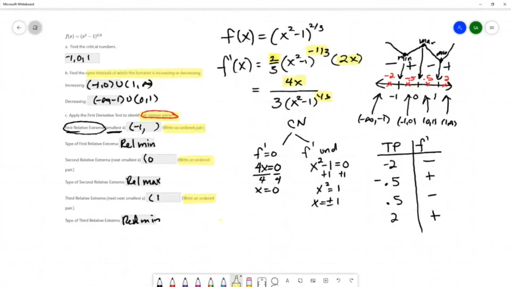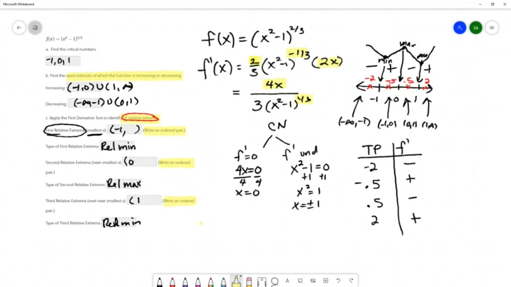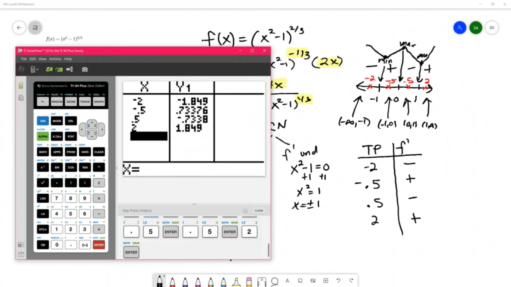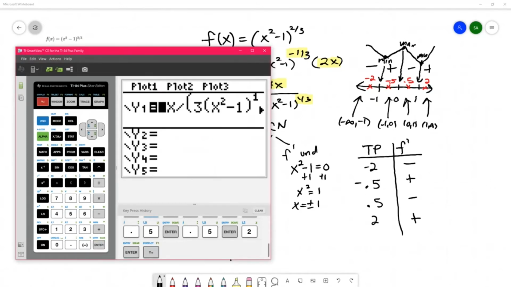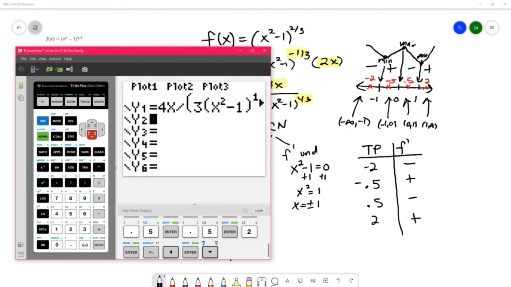So I'm going to make another chart, this time using those critical numbers where we found the extrema, -1, 0, and 1, and we're going to substitute those into the function f to find the y coordinates. I can use my calculator once again. I'm going to type into the y equals menu the original function. I can turn off the derivative. I'm going to turn on the original function.